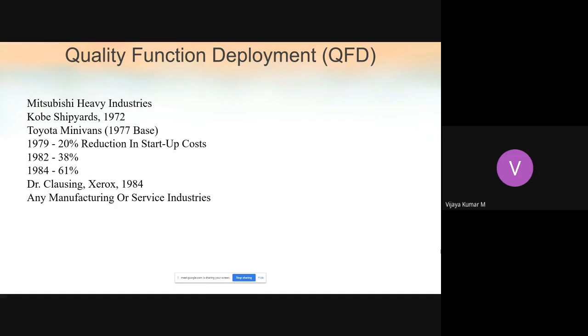After seeing these reductions and improvements in Toyota minivans, Xerox adopted this QFD analysis in the year 1984. After that, many manufacturing and service industries adopted and used QFD analysis in their industries. That is a short introduction about the QFD, and I will cover wider applications during subsequent classes.